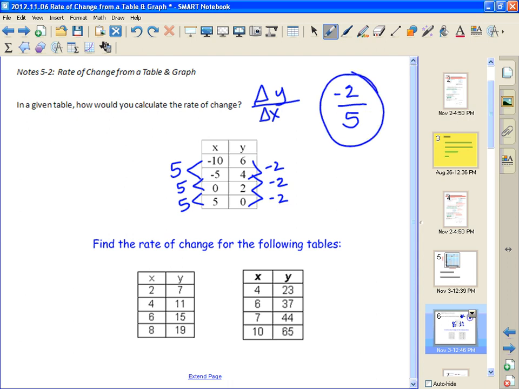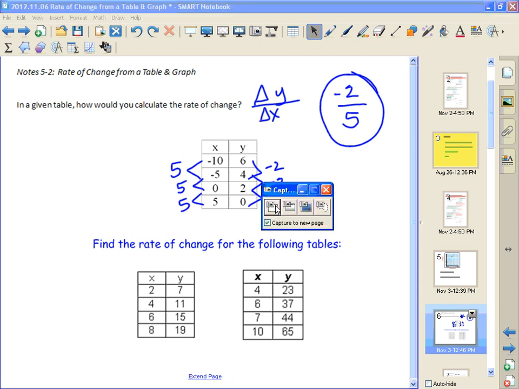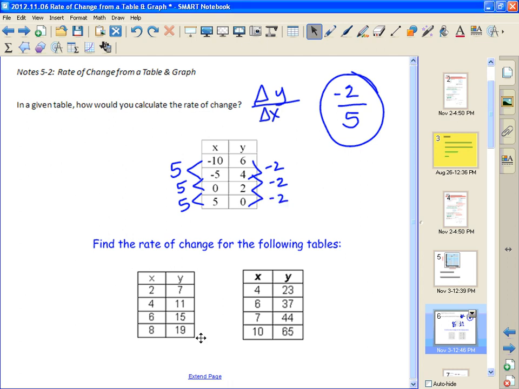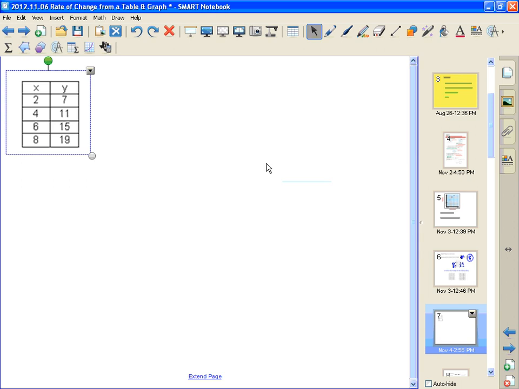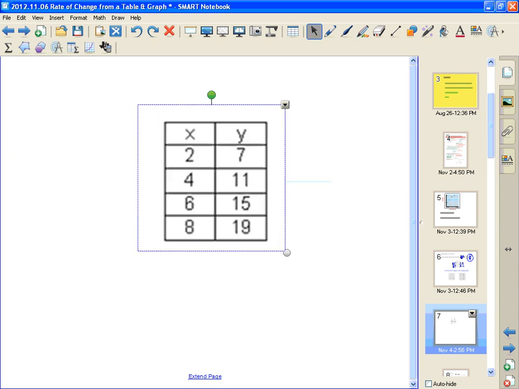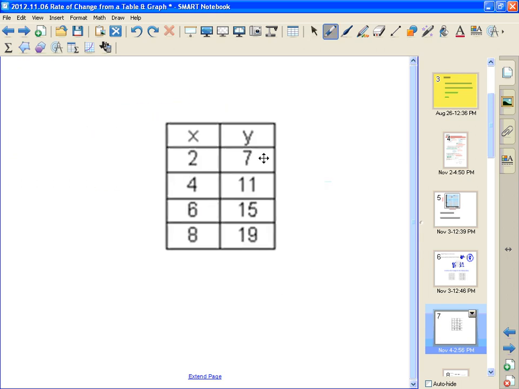All right, so on the following tables to find the rate of change, I'm going to snapshot them so that I have a little bit more room to write. For the first one, I have my y values from 7 to 11, change by 4, 11 to 15, change by 4, and 15 to 9, change by 4. From 2 to 4, x changes by 2. From 4 to 6, x changes by 2. And from 6 to 8, x changes by 2.